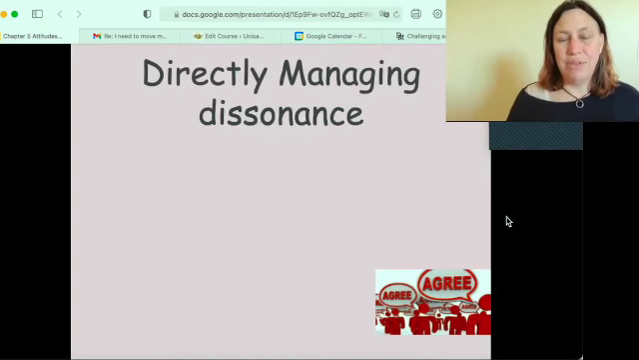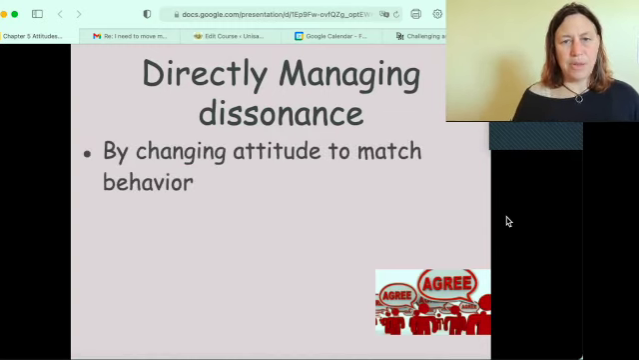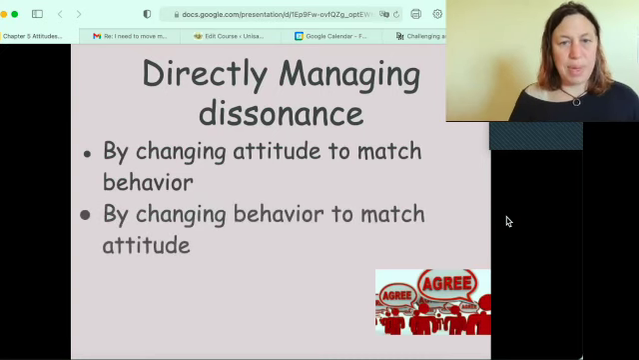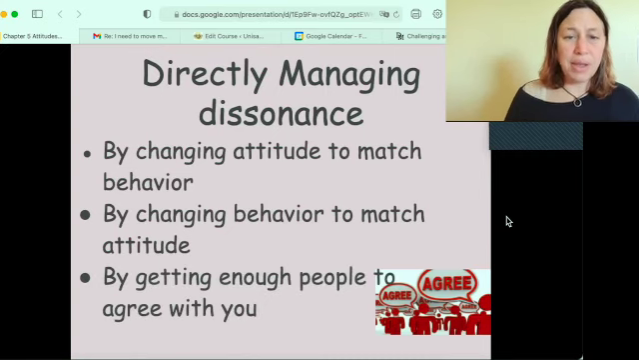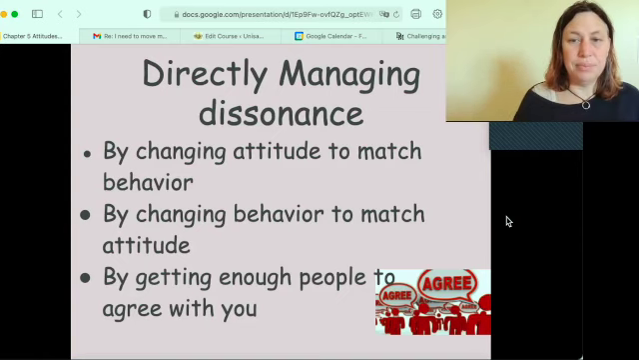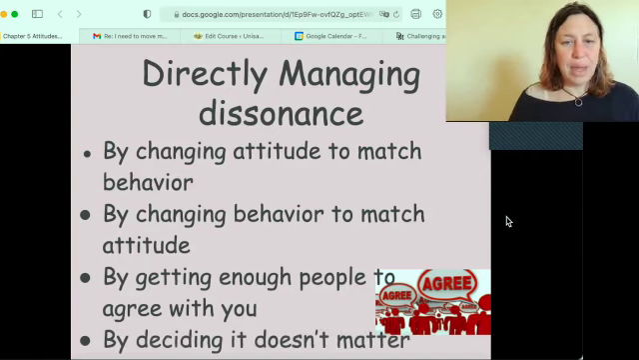Okay, so how do we directly manage this painful and uncomfortable dissonance? First, we can change our attitude. Everybody is out for their own thing. Taking out a hit on someone is just going with the flow. Or I can change my behavior. I'm not going to kill any more people because I think it's wrong. Or by getting enough people to agree with you. Okay, problem solved. Now, that makes the cognitive dissonance go away when everyone agrees with you. It's comfortable. Or by deciding it doesn't matter. It's another way to do it.